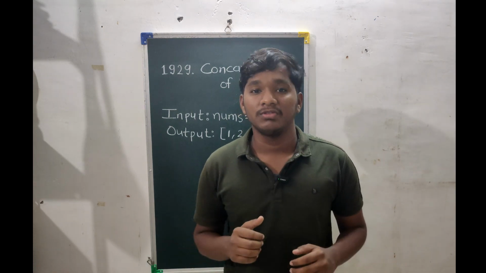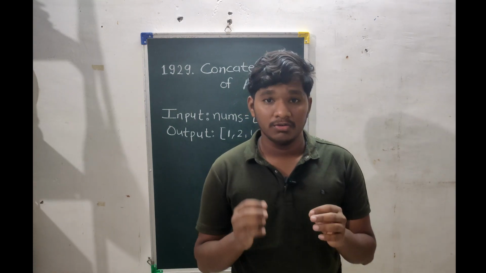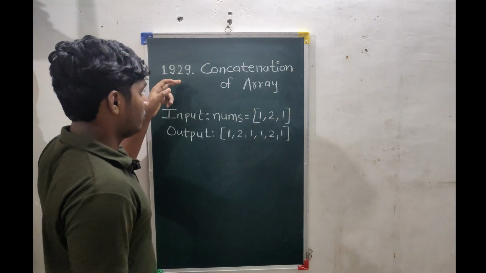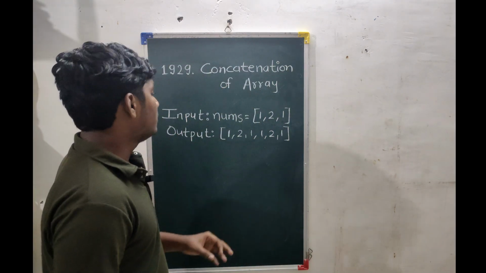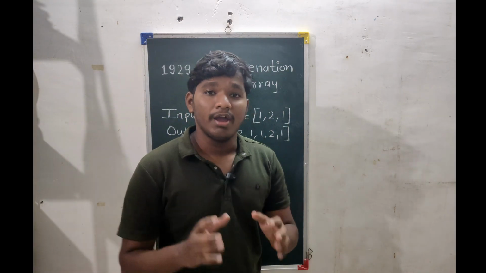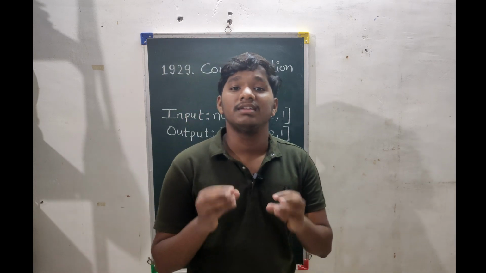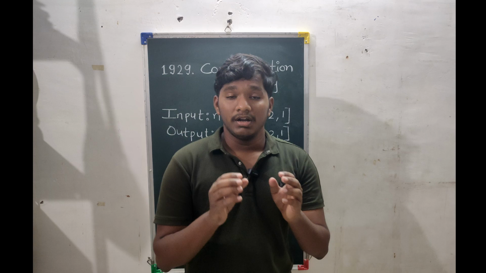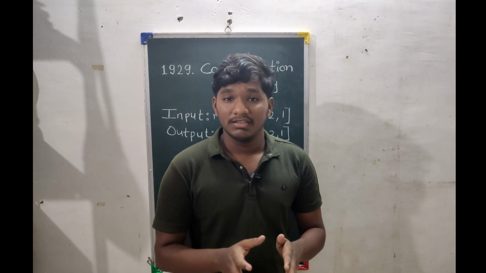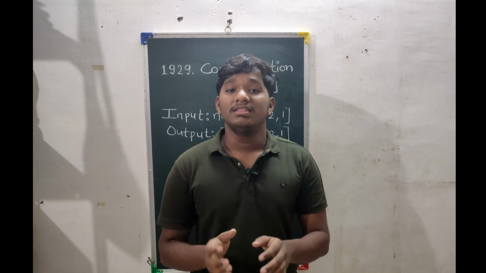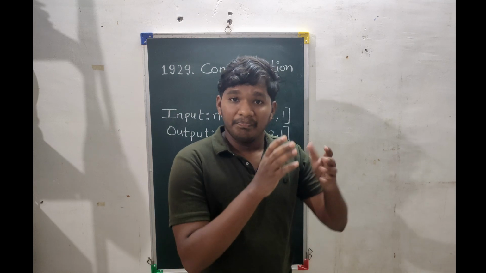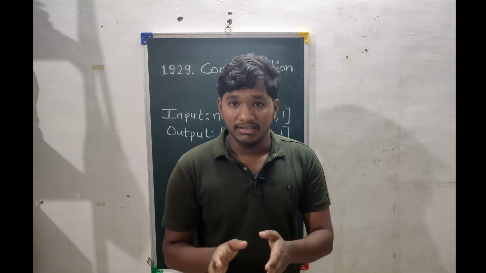So hi, welcome to the new video, and today we are going to see our next problem on Leetcode, that is question number 1929, Concatenation of Arrays. Basically in this question we are given an input array of length n, and we have to create another array of size 2n, that means double the size of our input array, and in this array we have to concatenate, that means add our input array twice.